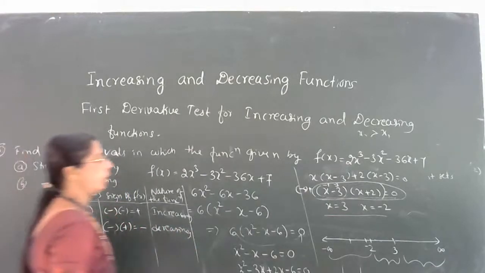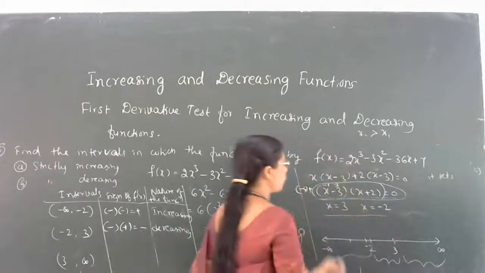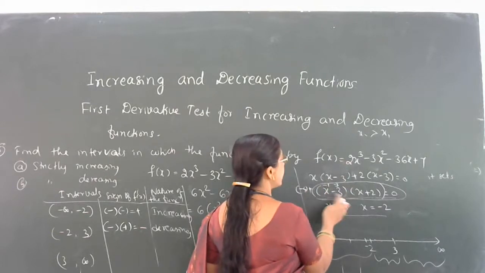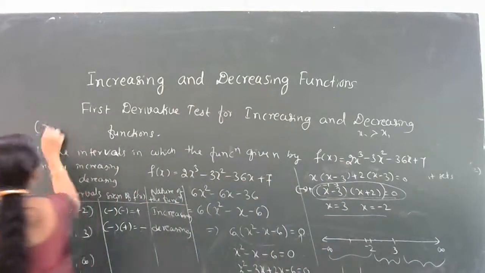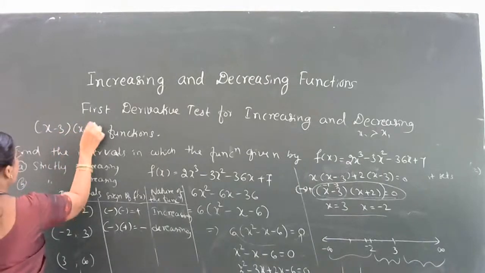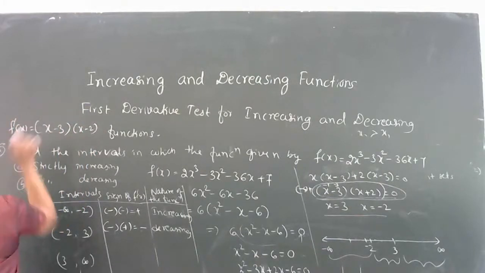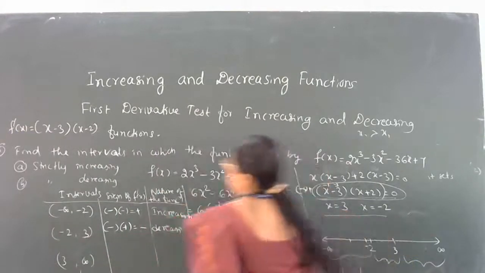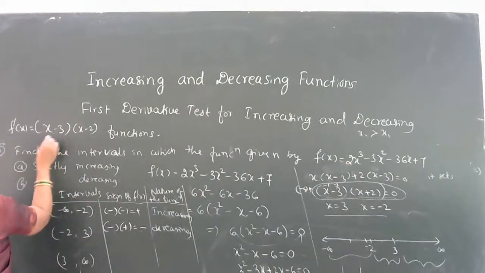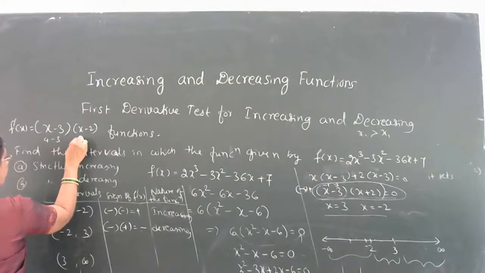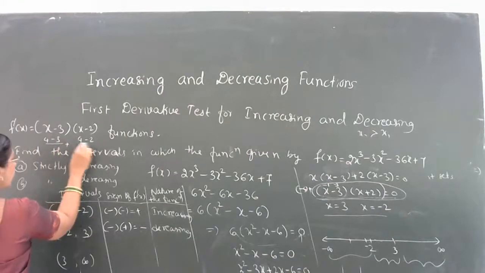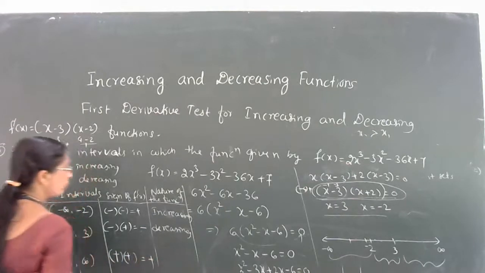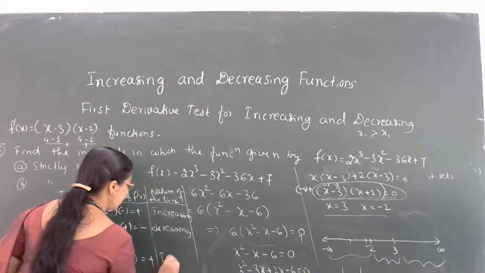At 3 to infinity, all are positive numbers greater than 3. Here we take any positive value greater than 3, therefore 4 minus 3 or 4 plus 2 in x minus 3 and x plus 2. Here it is positive, here also positive, therefore positive into positive is positive. Therefore the function is increasing.